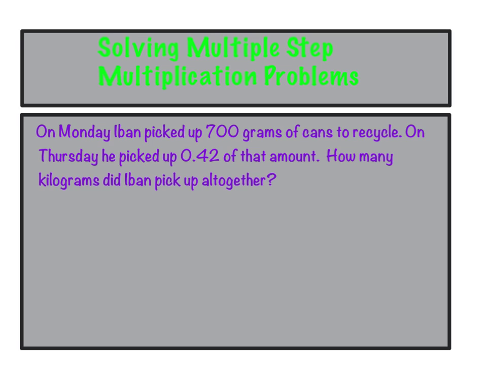All right, so looking through our question here, we have 42 hundredths of that amount, so that tells me that I'm going to be multiplying. But I noticed something in our question, and it's right here. We have kilograms, but up here we have grams. So that tells me that we are first going to have to convert.